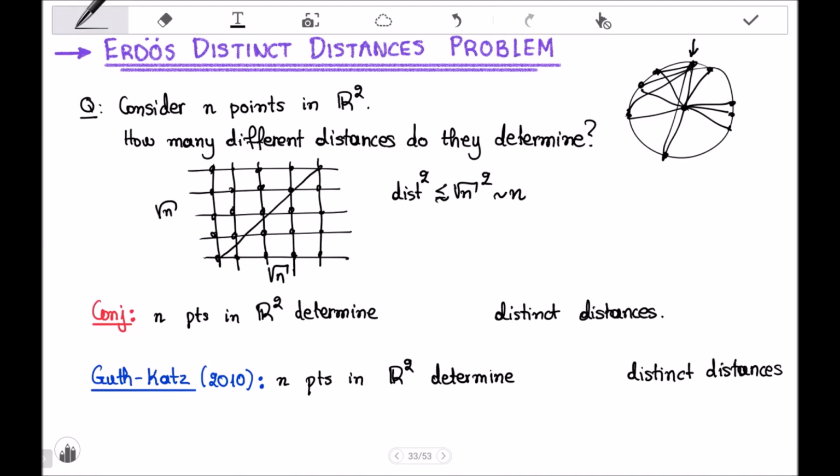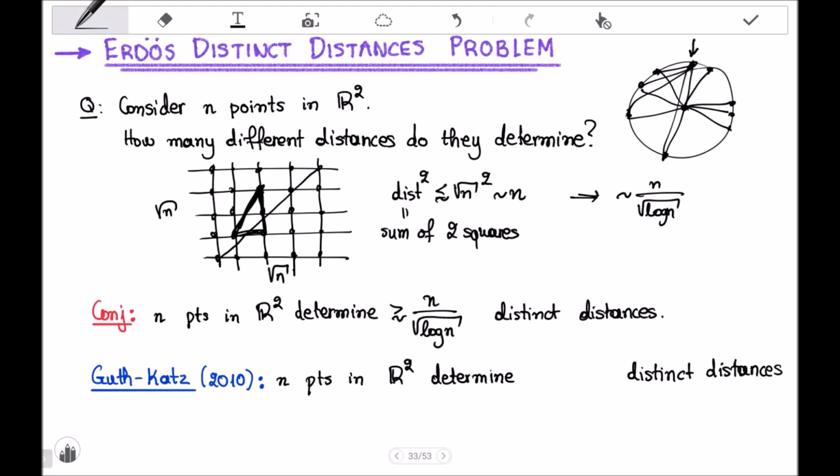So the square of every distance is at most n, but also every distance squared is the sum of 2 squares. So I'm just looking at the different numbers below n that can be written as a sum of 2 squares, and that is about n over root log n. So I have this many distinct distances here. And Erdős said that this should be the worst case, so always we should have at least this many distinct distances.